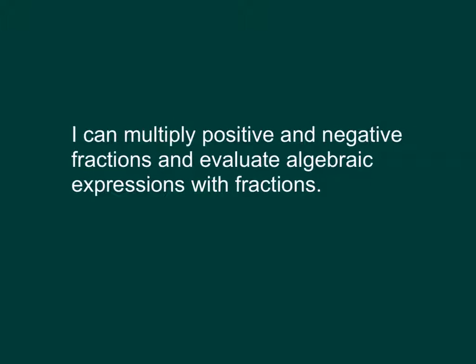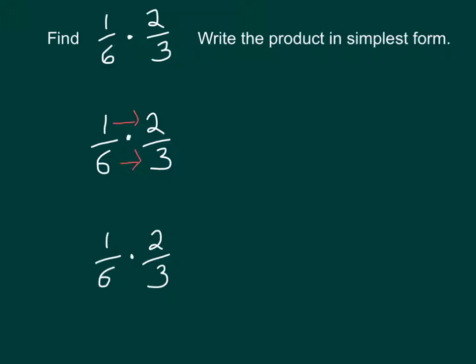Today's learning target is I can multiply positive and negative fractions and evaluate algebraic expressions with fractions. When I'm asked to multiply fractions, like I am here, it asks me to find the product. Product means multiplying. All I have to do is simply multiply across the fractions. Okay, so in this case, 1 times 2 is 2, and 6 times 3 is 18.